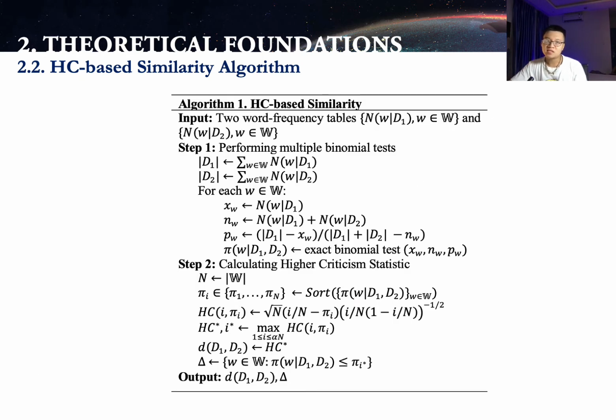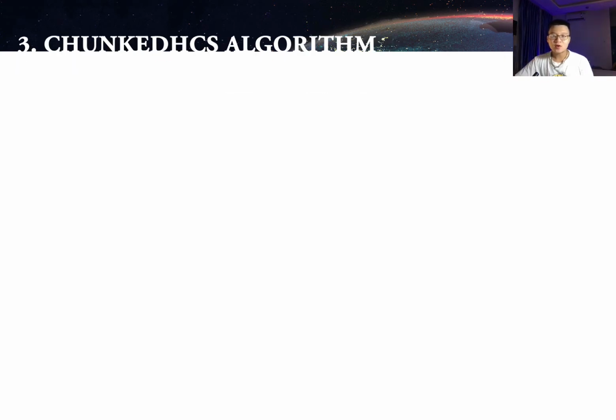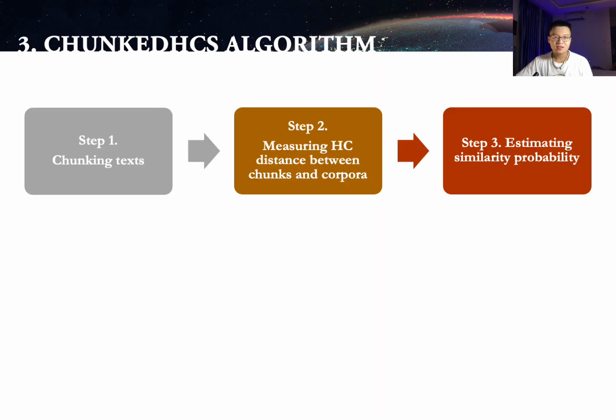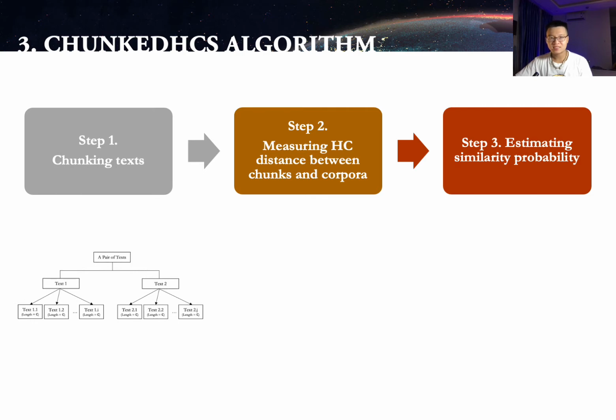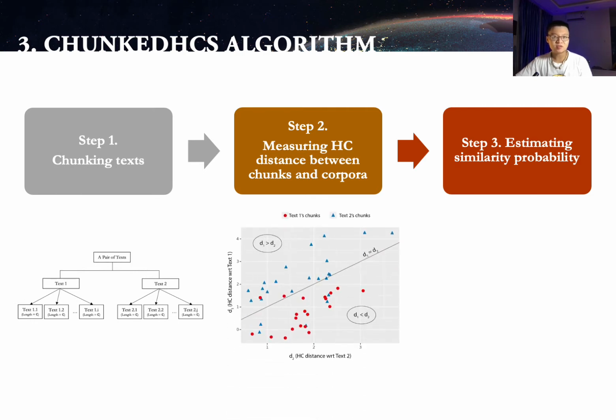Now, that's the XC-based similarity algorithm summarized in algorithm format. We're not going to talk about the ChunkedHC on this slide; on the next slide I'm going to talk about the ChunkedHC algorithm, which is the meat of this presentation, the research. There are going to be 3 steps. Step 1, chunking the text. Step 2, measuring XC distance between chunks and corpora. Step 3, estimating similarity probability.